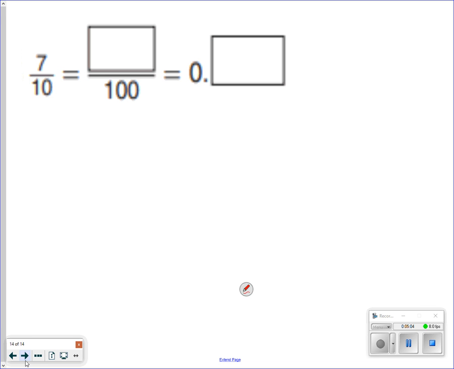Last problem of the day. 10 goes into 10. 10 times 10. 7 times 10 is 70. 70 hundredths. Hopefully this helped a little bit for the intro to algebra and working with variables.